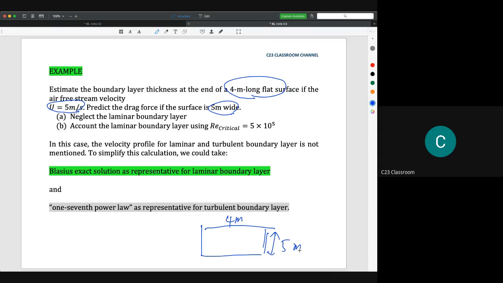Okay, so neglect the laminar boundary layer, and also we need to calculate the Reynolds critical. The Reynolds critical here is where it changes from laminar to turbulent. Let's say we take the Reynolds critical as 5 times 10 to the power of 5. So we need to take account of the laminar boundary layers. To make this calculation simpler, we could take the Blasius exact solution as our representative for the laminar boundary layer, and the 1/7 power law, meaning y over delta to the power of 1/7, as our representative for the turbulent boundary layer. All the equations were derived in the previous lesson, so I hope you could get the values to solve these problems.